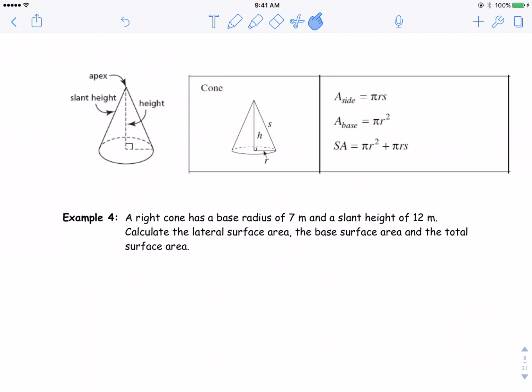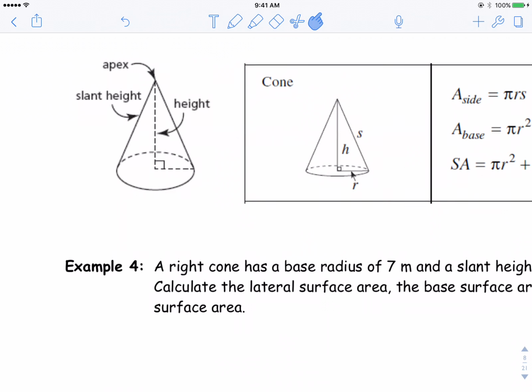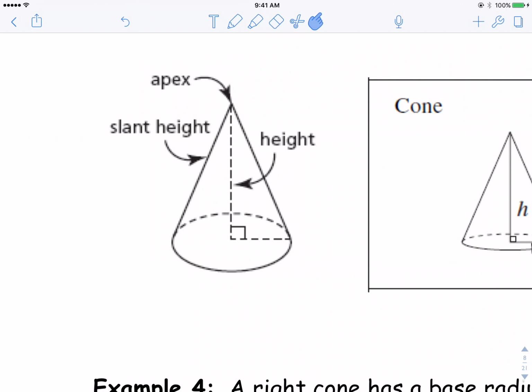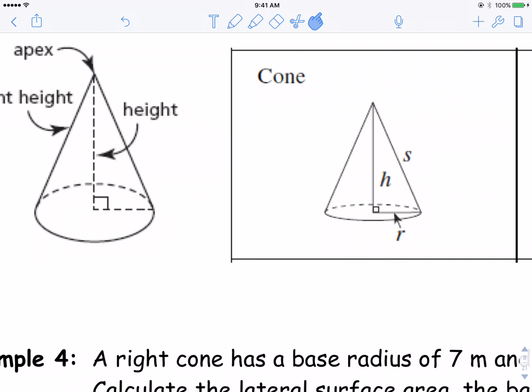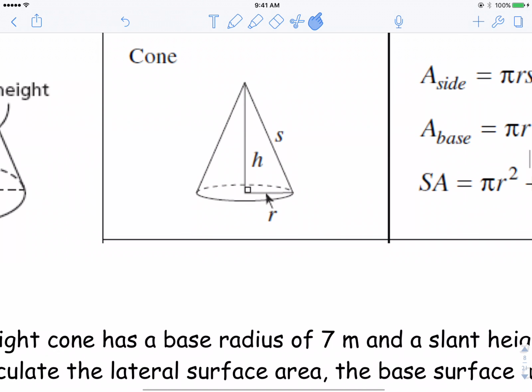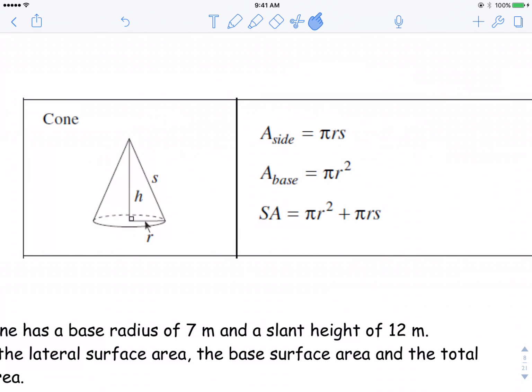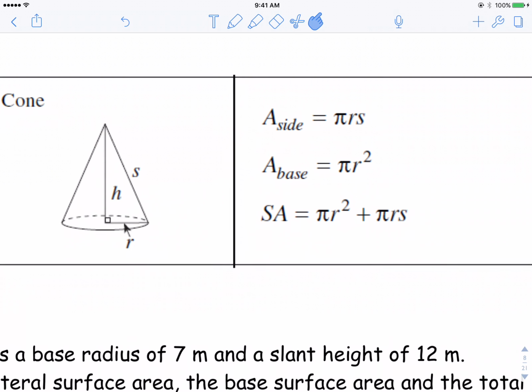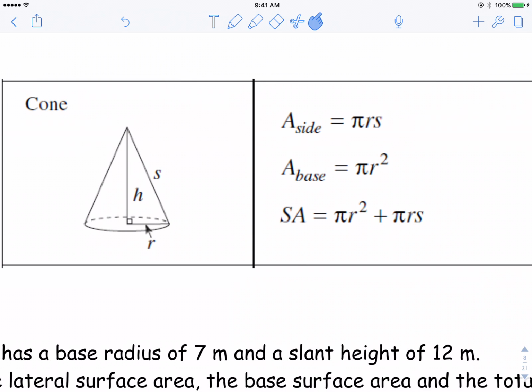Here we are with example number 4. Now we're looking at the cone. So here's a picture of a cone. Again, remember there's a slant height. It's the height of the edge of the cone on the outside. The height is the internal height from the center of the circular part of the cone to the apex or the tip. We have labels: H for height, S for slant height, and R for the radius of the cone or the radius of the circle on the base.